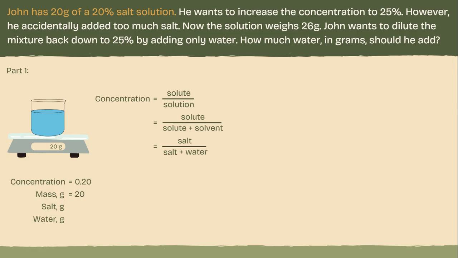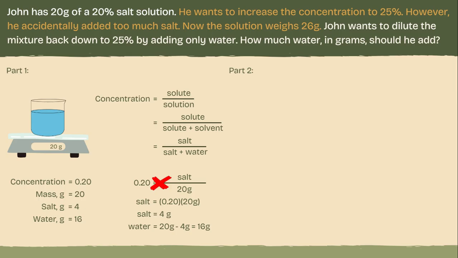We can now compute for the amount of salt and water in the solution. We were told that the concentration of the salt solution is 20% or 0.20, and the mass of the salt solution is 20 grams. By cross multiplication, salt is equal to 0.20 times 20 grams, which is equivalent to 4 grams. Therefore, the water in the solution is 20 minus 4, which is 16 grams. Let's write that down. Salt is 4 grams and water is 16 grams. Now let's move to the next part of the problem.